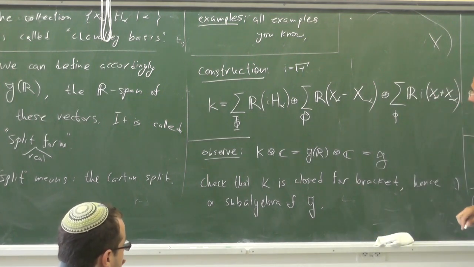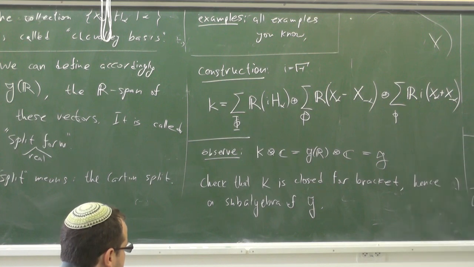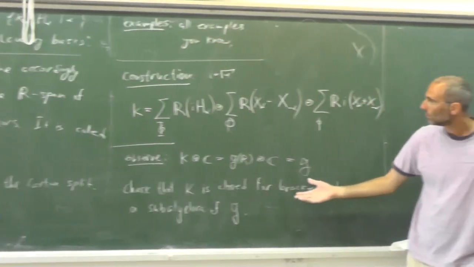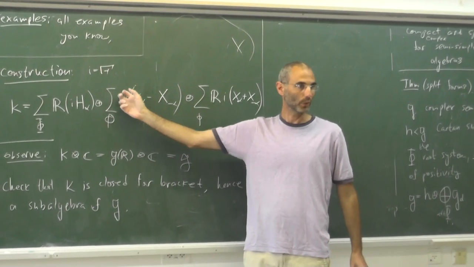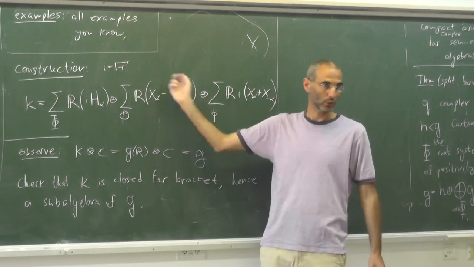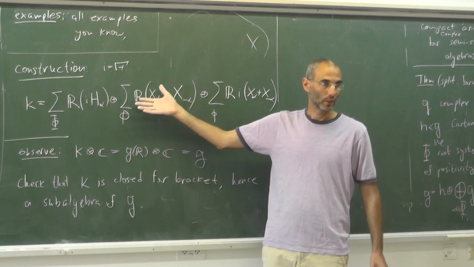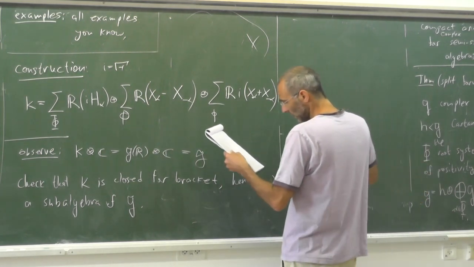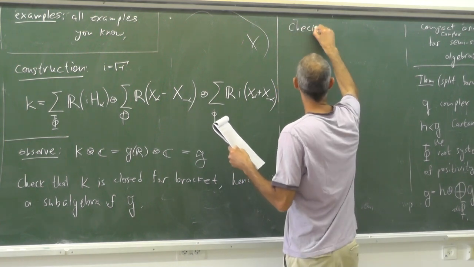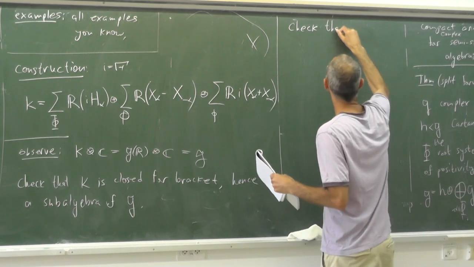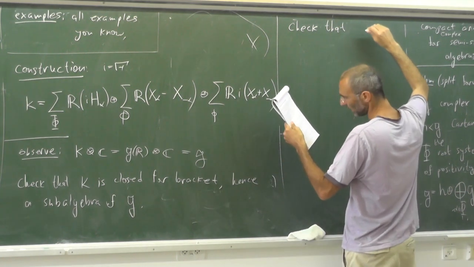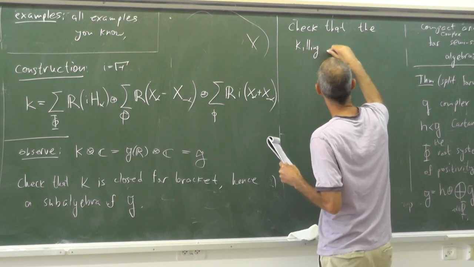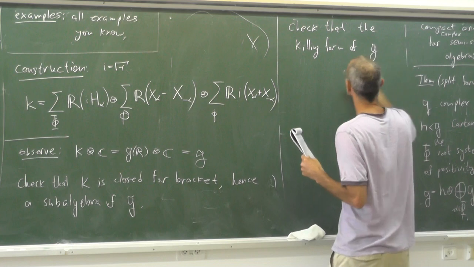Why do you need the i in front of the H alpha? For my next line. So far I didn't use it. You can't just change one sign over here, but you can change many things, and there are many ways to make this, but this way in particular has the following property, which is very important. Check that, and I'll write it first and ask you later if it makes sense to you. The Killing form of G is negative definite there.